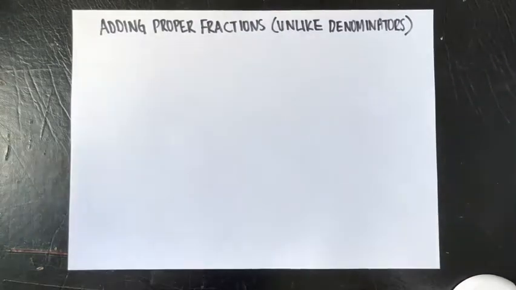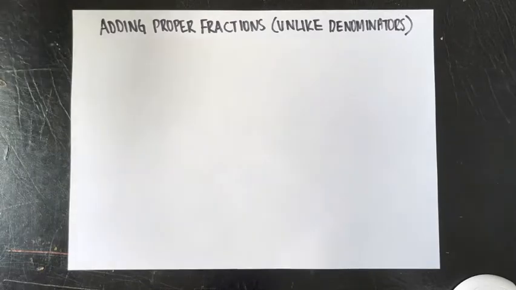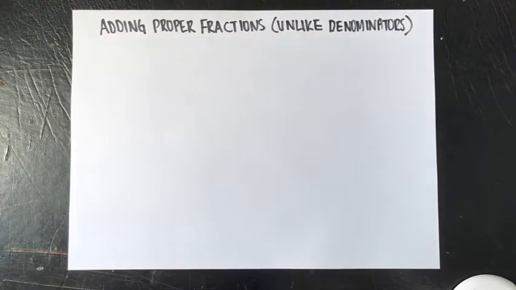Okay, for this video we're going to be looking at adding proper fractions that have unlike denominators. So in the previous video we looked at adding fractions with the same denominator, or common denominator. We're now going to be looking at adding proper fractions whereby the denominator is not the same.